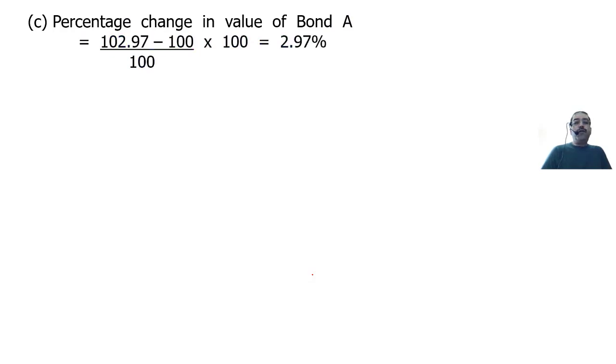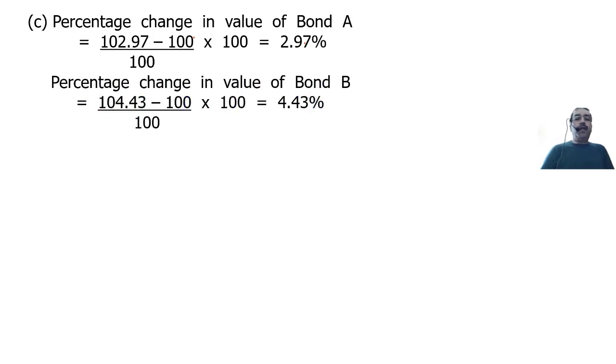Percentage change in value of bond A. First it was 100 rupees. Now it is 102.97. So the percentage change is 2.97. Percentage change in value of bond B: 104.43 minus 100 upon 100. So 4.43. What you observe over here is that bond B is having 7 years and bond A is having 4 years. So the bond having longer maturity is having more effect, more change.